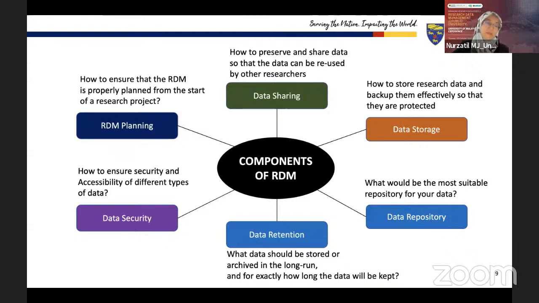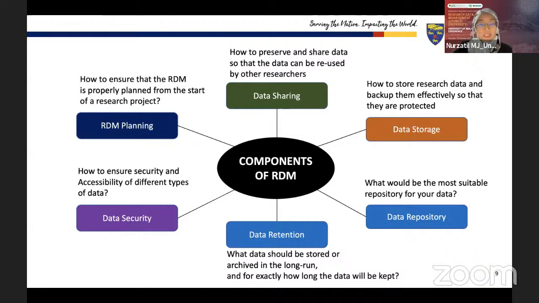I put up about 6 here. First is data sharing. The idea is we have to think about what tools and services are available to preserve and share data so that the data can be reused by other researchers. Data storage: how to store the research data, what kind of platforms you're talking about, and how to back up effectively so the data are protected. Data repository: what would be the most suitable repository for your data?